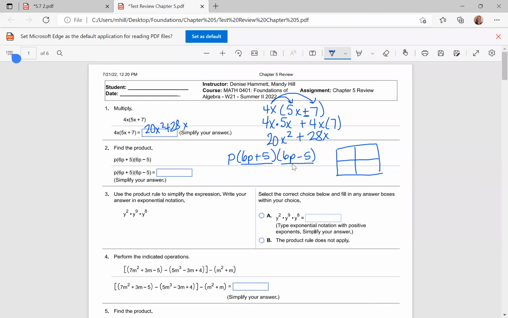So 6p plus 5, I could put 6p, since it's a positive 5, it's just going to be 5. On the top of this, I would put 6p, and then I'm going to put negative 5 or minus 5. And I'm going to get the answer to this, and then I'm going to come back and write that answer here. Then I'm going to multiply by the p in the end. Okay, so 6 times 6, that's going to give me 36. p times p is p squared, so 36p squared. 6 times negative 5 is negative 30, and then we just have this extra p.